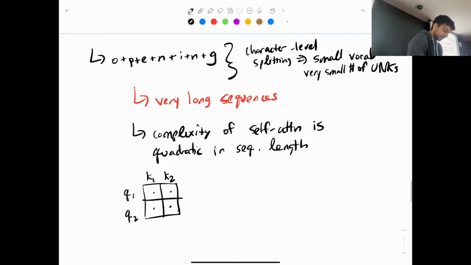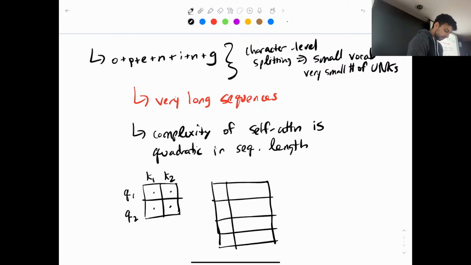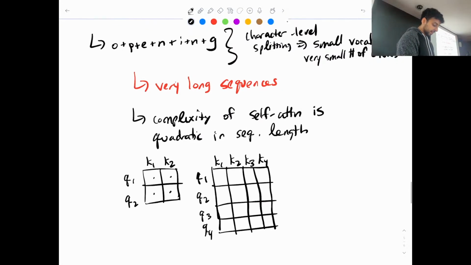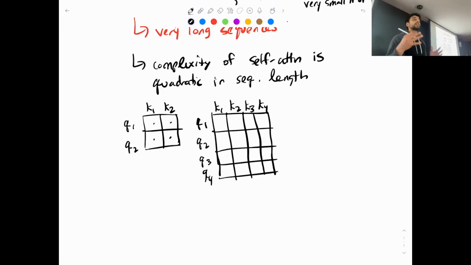However, if I double the sequence length, so let's say I have four tokens in my sequence, you can kind of see, right? Now I have 16 different dot products to compute. And if I double it again, right, now I have an 8x8 grid, so 64 different dot products. So doubling the sequence here means I have like 4 times the number of dot products to compute.